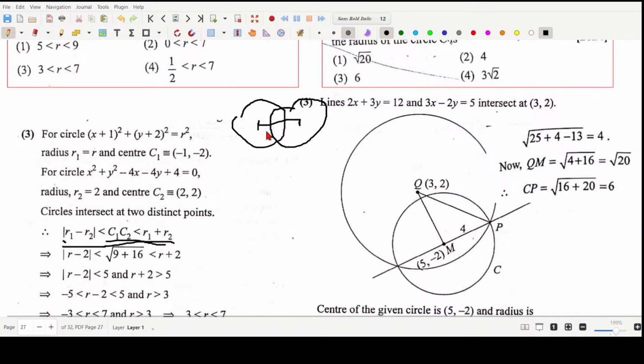Then these circles will intersect. At the same time, we cannot have circles like this, right? In this case, distance between centers is less than R1 plus R2. So to avoid this, the minimum distance should be greater than the difference of radii. If the distance is so small, then one circle will lie inside another circle, and you will not have any intersection point. So that's why I want some minimum distance, R1 minus R2. Then we'll keep some part of the circle outside the other circle, with this condition. Remember this, no?